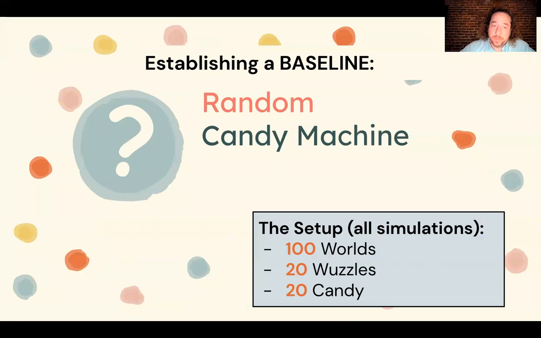And so from there, we establish a baseline. Basically, when we build our candy machine, it accepts some modules. Those modules contain whatever logic is necessary for it to go through the candies and figure out what it wants to feed to a particular Wuzzle. And we start out with a baseline of a random.random candy. The simulations are all set up with 100 worlds, starting with 20 Wuzzles and 20 candies.